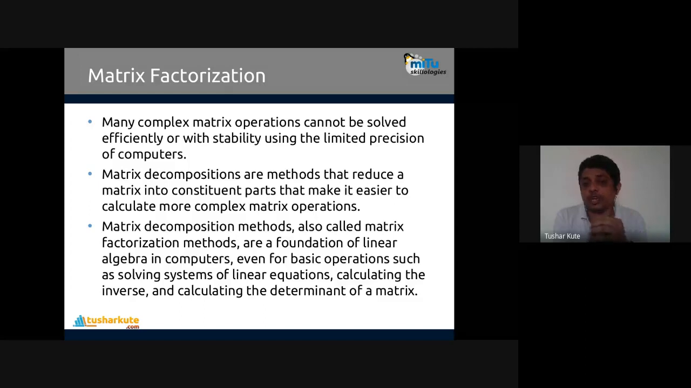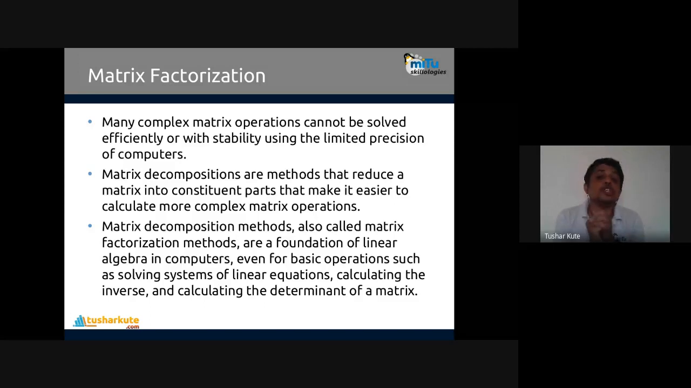So matrix decomposition methods reduce the matrix into constituent parts and make it easier to calculate more complex operations. This is called decomposition. Matrix decomposition reduces a matrix into constituent parts and makes it easier to calculate more complex matrix operations. These matrix decomposition methods are also called matrix factorization methods. Factorization.